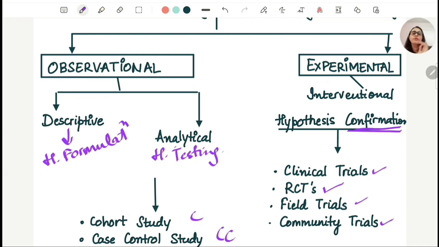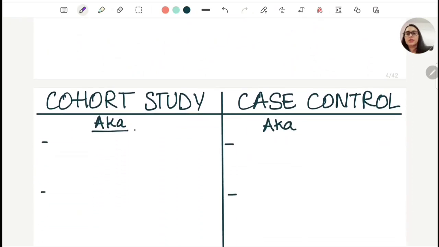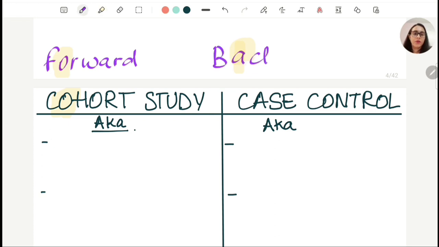Now, talking about the differences between cohort and case control study. In the cohort study, see, as the name suggests, we have the letter O, and O is forward. So it is basically a forward study in which we go from cause to effect. Case control study, if you write it backward, contains the letter A. The second letter is A. In case control also we have the second letter A.